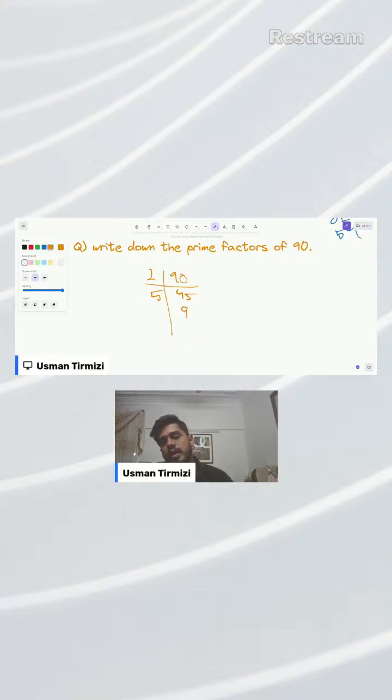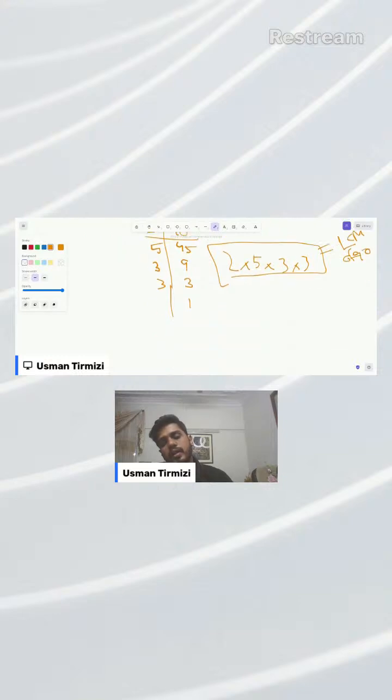And now can 9 be divided by 3? Yes. We are left with 3 and then this. So we write down 2 times 5 times 3 times 3. Okay, so this is the LCM of 90, right? And what are the prime factors? Prime factors are 2, 5 and 3.